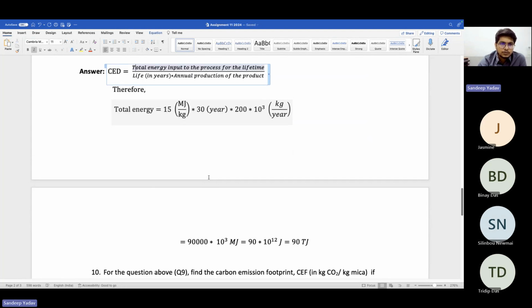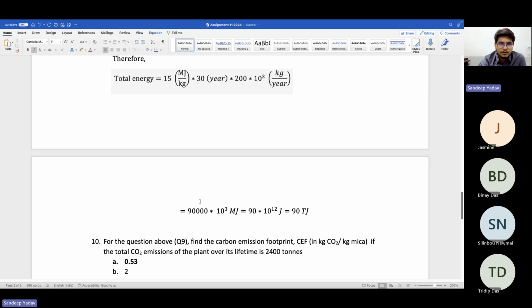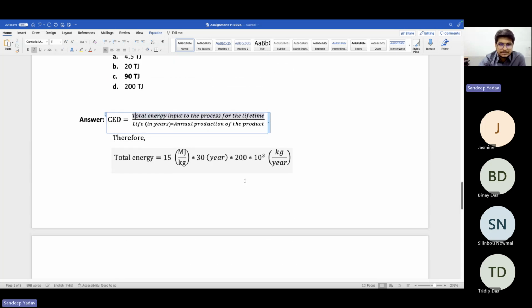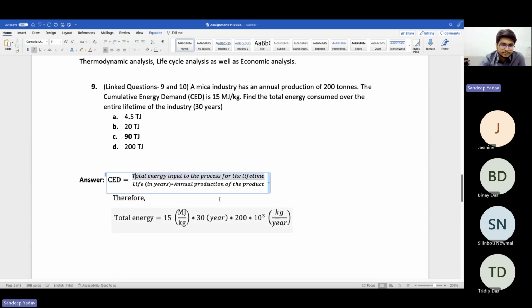That will be equal to 90,000 into 10 to the power 3. That is 90 terajoules. That's how we calculate it, because CED is also given here as 15.